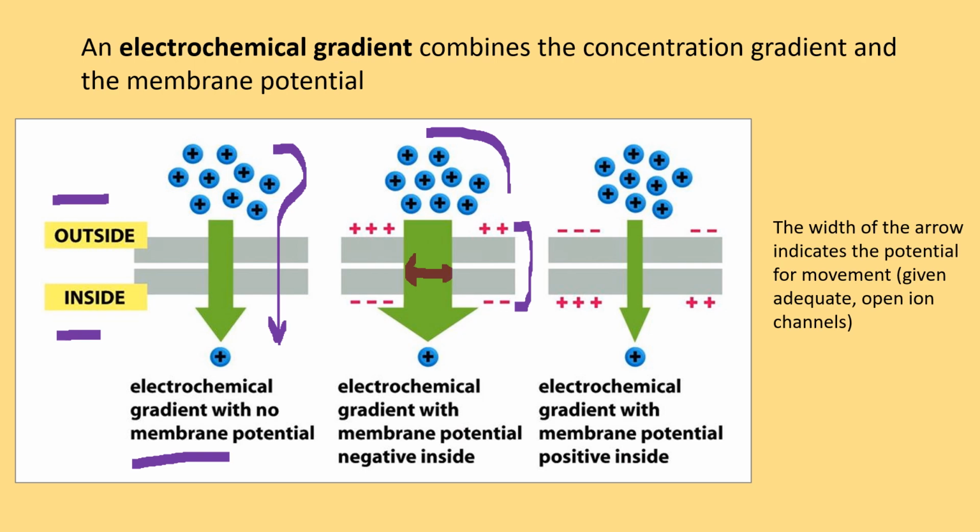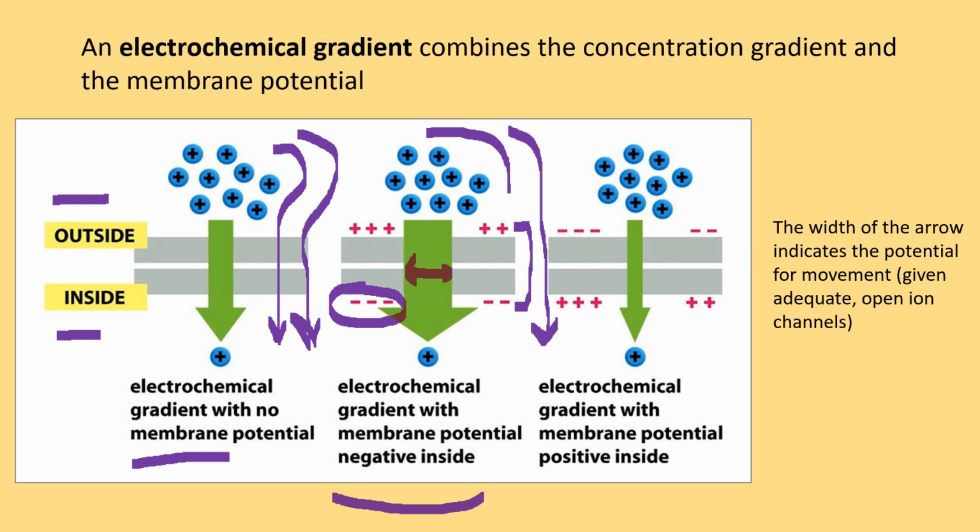Notice that these blue dots carry a positive charge. And positive and positive repel, and positive and negative attract. Notice that there's a negative charge buildup on the inside of the cell. So in addition to the concentration gradient driving the movement of these blue dots into the cell, we also have an electrical gradient driving the movement of these blue dots into the cell. So in this middle panel here, we have the combined effects of a concentration gradient, a chemical gradient, with an electrical gradient or a membrane potential.